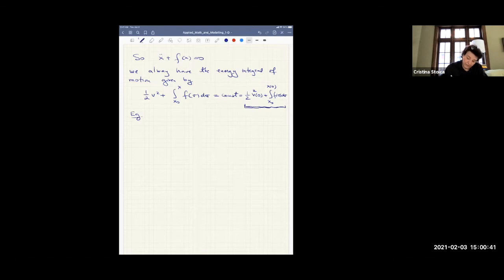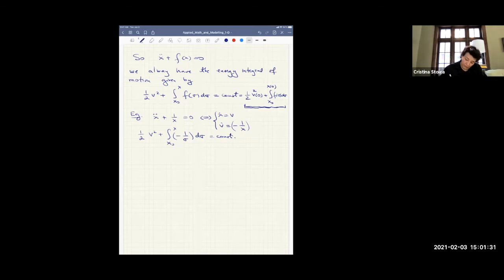Let's say we take x double dot minus 1 over x equals 0. That's an f of x. So what would be the integral of energy? It would be 1 over 2 v squared. So this is equivalent to x dot equals v, v dot equals, let's put a plus, minus 1 over x, okay? So the integral of energy will look something like this, of minus 1 over sigma d sigma equals constant. So that's f of x, this guy.